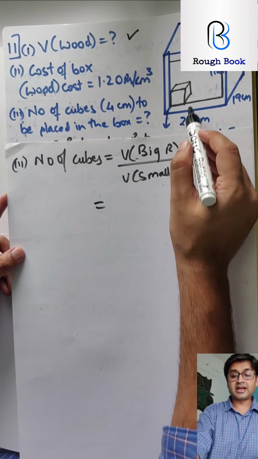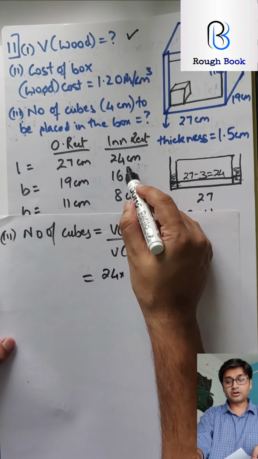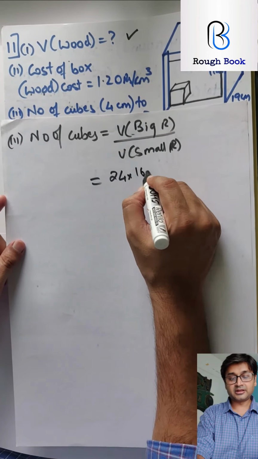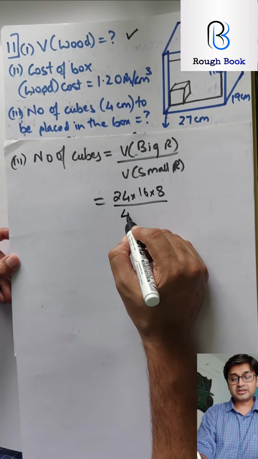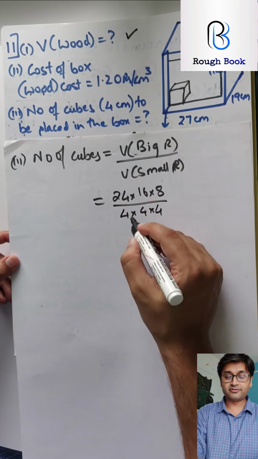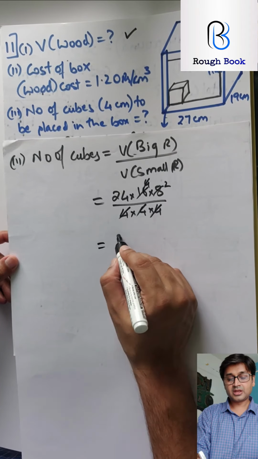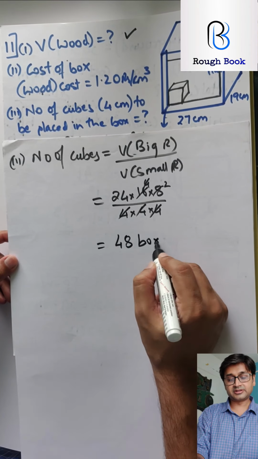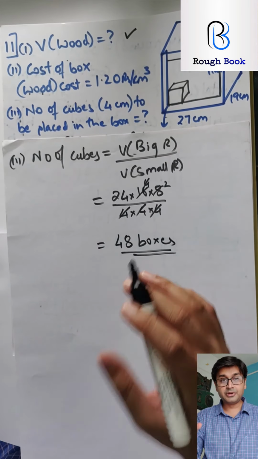Okay. So big rectangle, inner one. So inner length, that is 24, 16 and 8. Inner breadth, inner height, and this is 4. So basically length, breadth, height, all are 4. All dimensions are 4. So 4 ones are 4, 4s are 4, 4 goes, 1s are 2s are. So you will get 48 boxes. So you can say 48 boxes can fit within this big box.